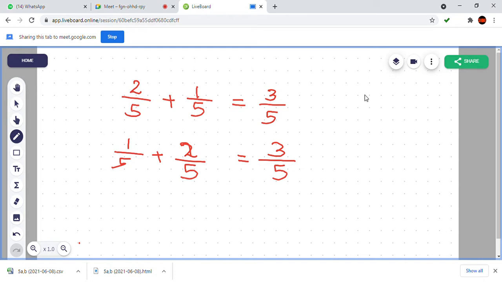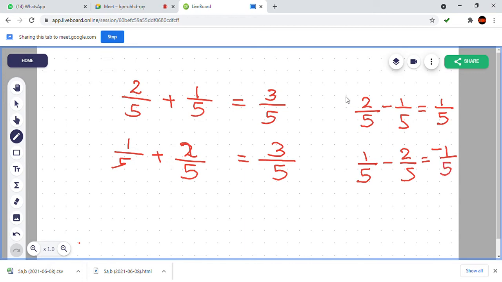But in case of subtraction, you listen. If I write 2 by 5 minus 1 by 5, what is the answer? 1 by 5. Denominators are same, so we subtract the numerators, that is 1 by 5. But if I subtract 1 by 5 minus 2 by 5, changing the order and subtracting, what is the answer? Negative 1 by 5.